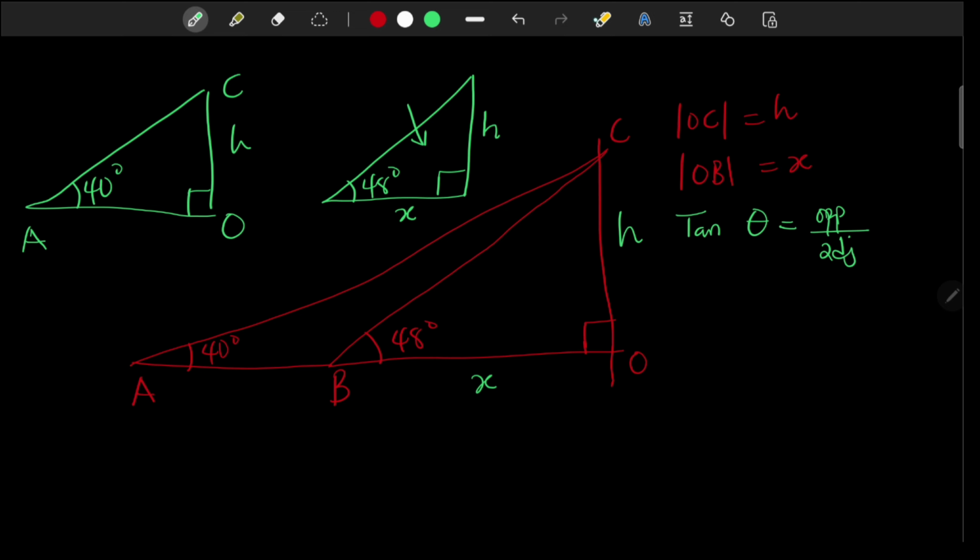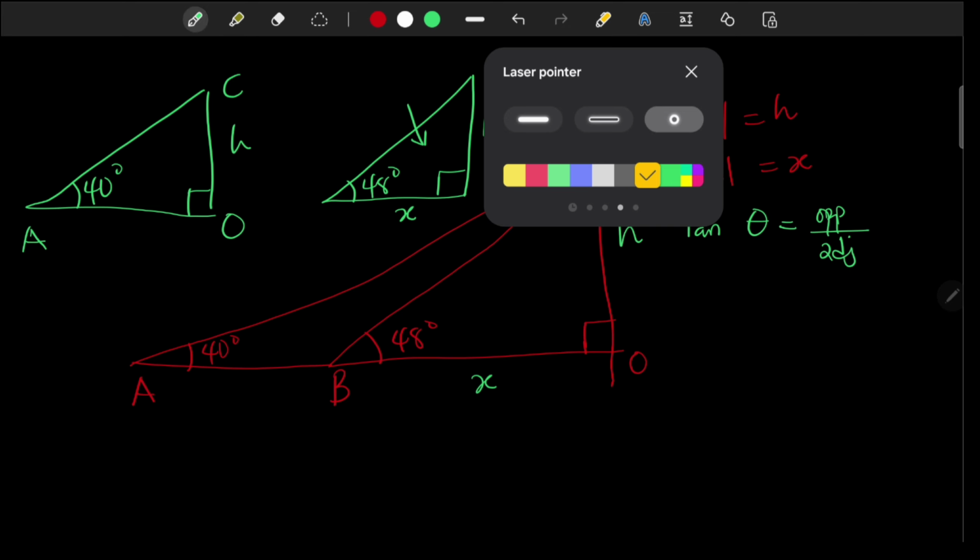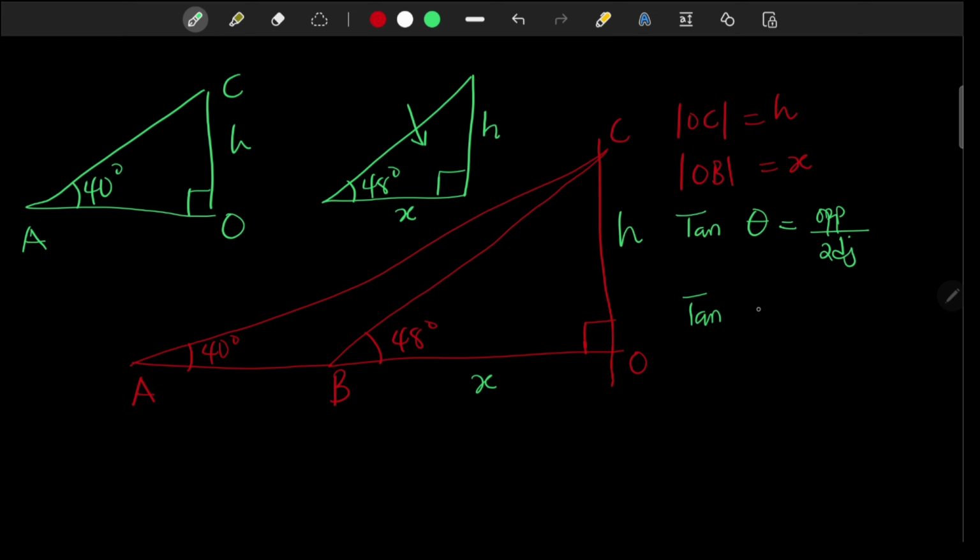So if I'm to start with this one right here, I have X and I have H. I could use my tangent to sort that out. So theta in this case will be 48 degrees. The opposite is H and the adjacent is X. So if I were to make H the subject of the formula, H will be X tan 48 degrees. Now this would give you 1.1106 X, and I'll just call this equation 1.